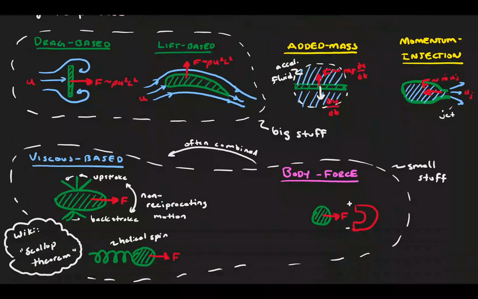The types of thrust forces were categorized based on their force type. Pressure forces included drag-based and lift-based propulsion. Added mass and momentum injection are types of fluid acceleration. And viscous-based thrust is used in small-scale applications that require non-reciprocating motion. Lastly, body forces are a limited way to move a robot through a fluid.